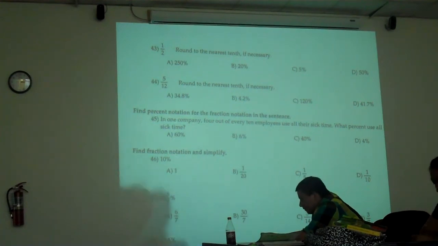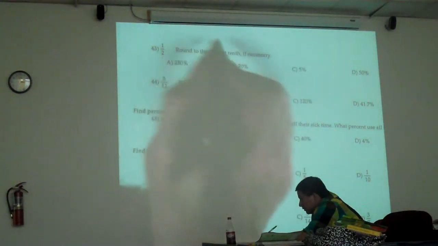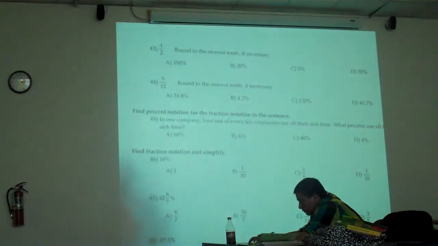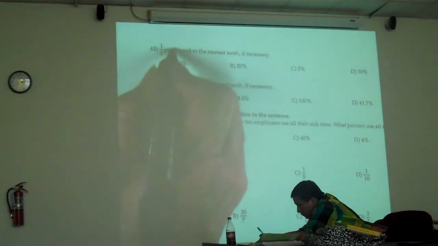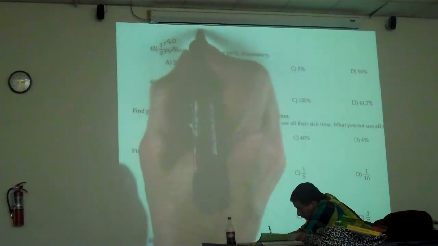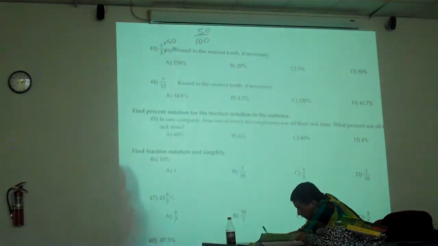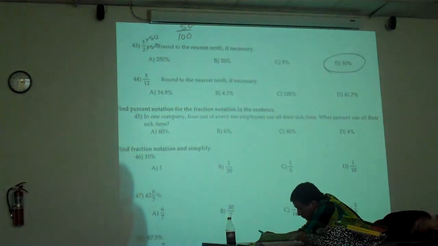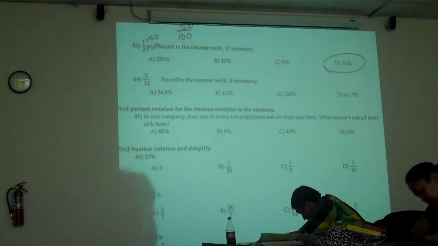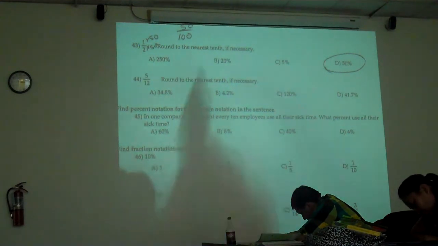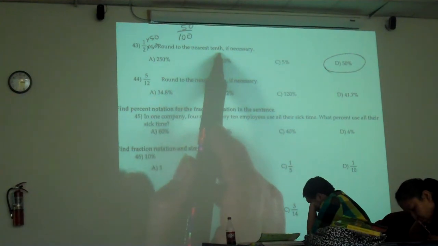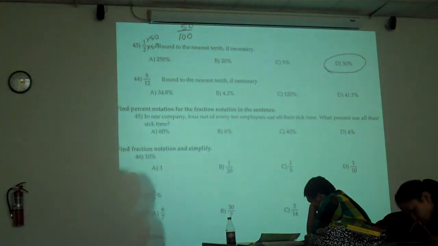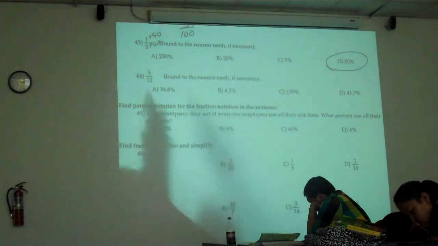Next up. 1/2. What would you multiply 2 by to get 100? 50. And you get 50 over 100. So it's 50%. 1/2 is 50%. You knew that before you came to class today, right? Yeah. And that didn't need to be rounded. Even though it says this, don't decide you have to start putting a 10th over there. Okay, it says if necessary.